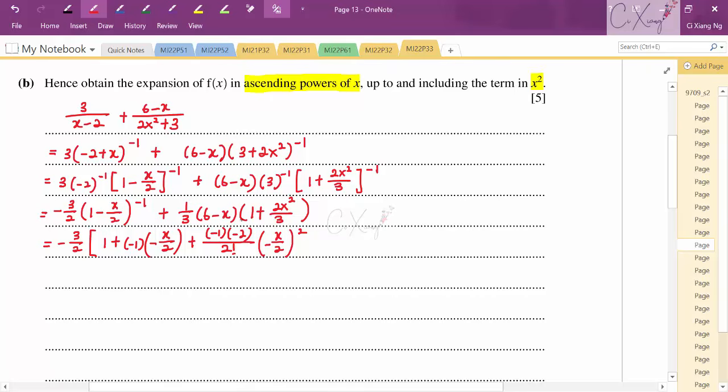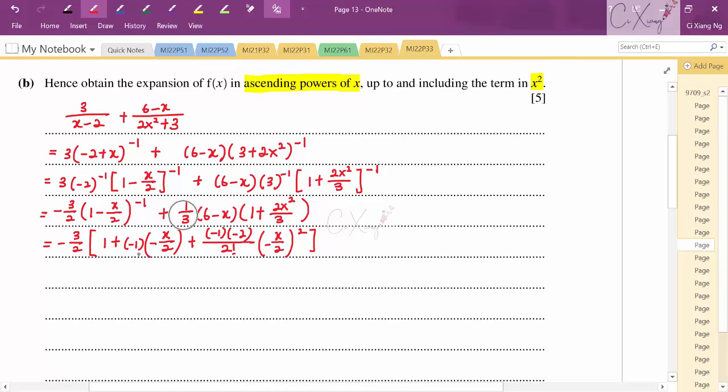So for this question, I will stop here, because if I try to simplify this term, I will have x power 2, where they want us to include up to x power 2 only. Alright, so for x power 3 and so on, we will actually ignore it. So this is what we have for the first part.